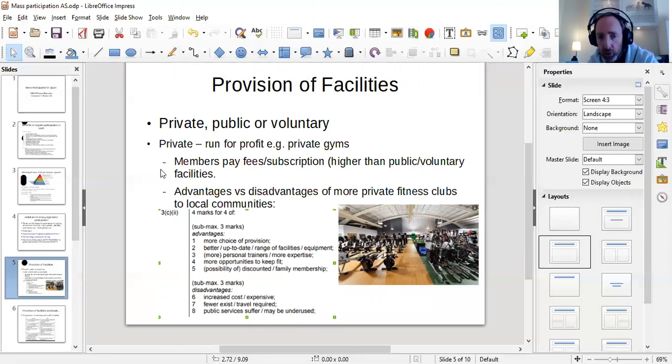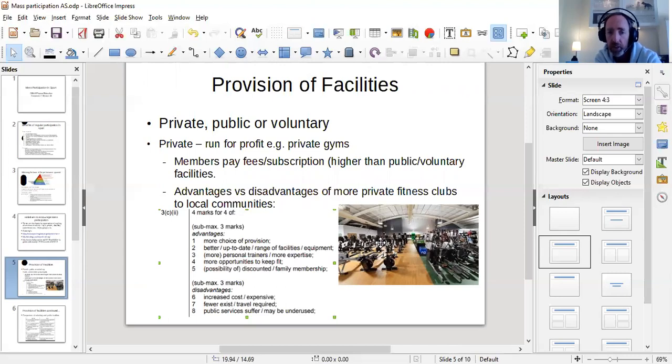They pay fees, subscriptions, whatever, and these will tend to be higher than you would pay at a public or a voluntary facility. The advantages and disadvantages, this is taken from the exam question of more private fitness clubs to local communities. An example, the picture here is of a David Lloyd Fitness Centre, one of the many they have across the UK. David Lloyd, big organisation in the UK, providing private leisure facilities.